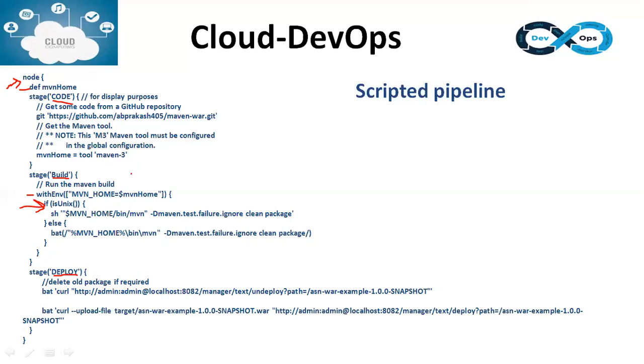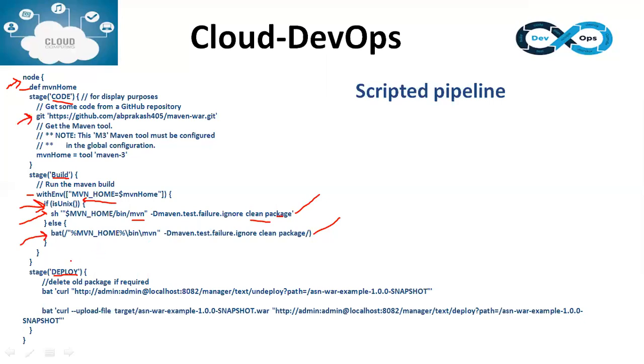So in the code stage, I am taking this Git as our source code, and then we already know how we want to do the Maven package or Maven build. This is how we run mvn clean package. If it is a Unix box, it will run this line of code. If it is a Windows box, it will choose this line of code called bat. So that means this mvn clean package line will run if it is a Windows machine. If it is a Linux machine, this line will run.